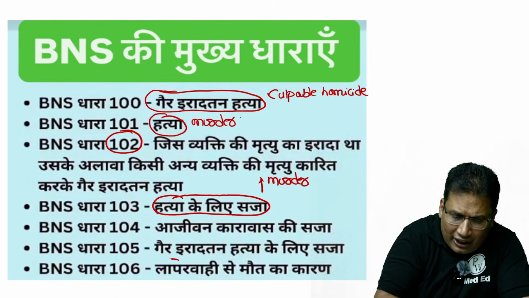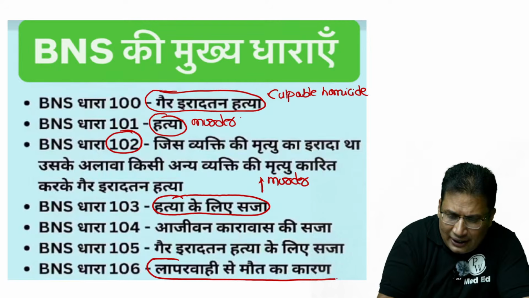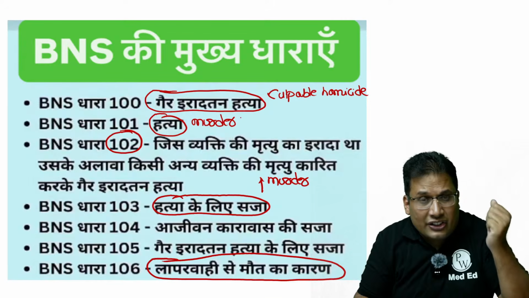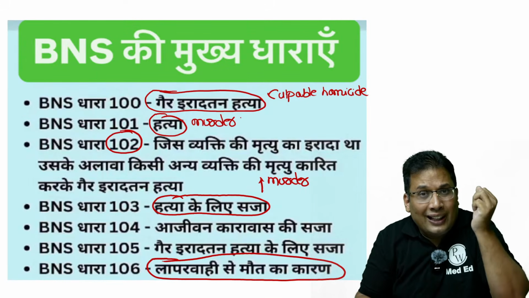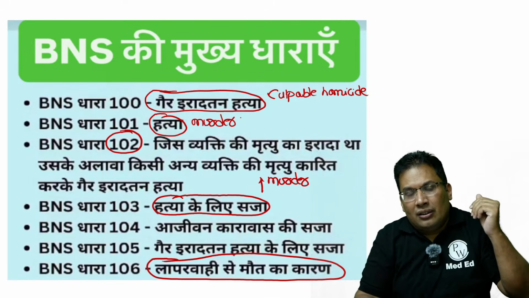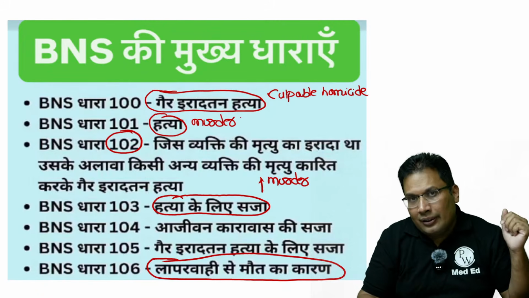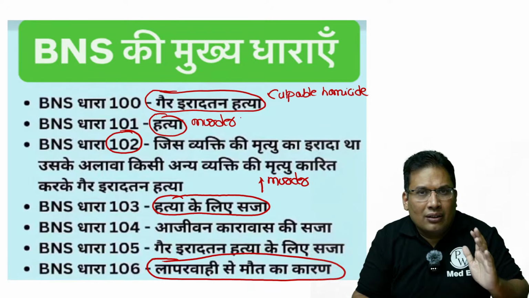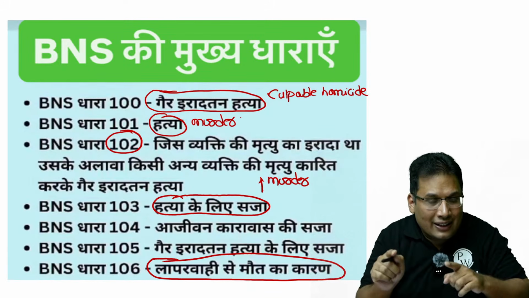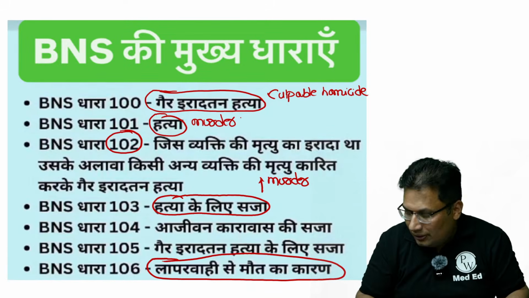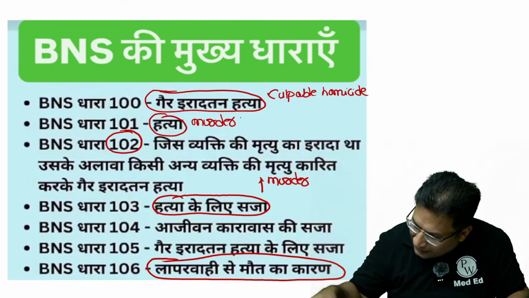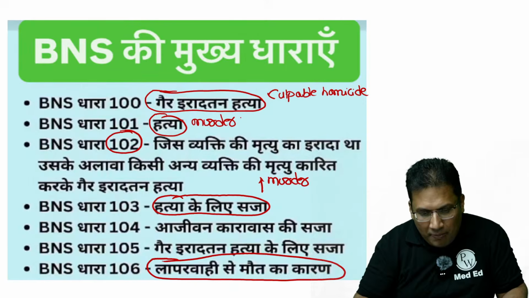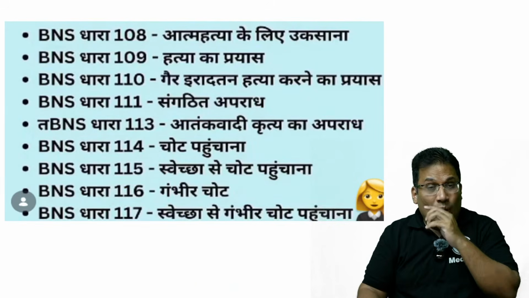106, लापरवाही. लापरवाही से मौत का कारण, मतलब medical negligence. Death due to negligence of surgeon, gynecologist. Death due to causing some wrong drug. Then it is 106, लापरवाही से मौत. ठीक है? Life sentence, death sentence. Good, many answering. That's okay. चलो हो गया. Then 108.